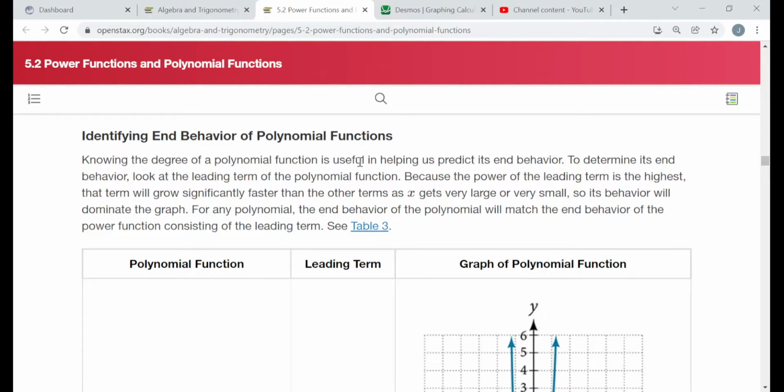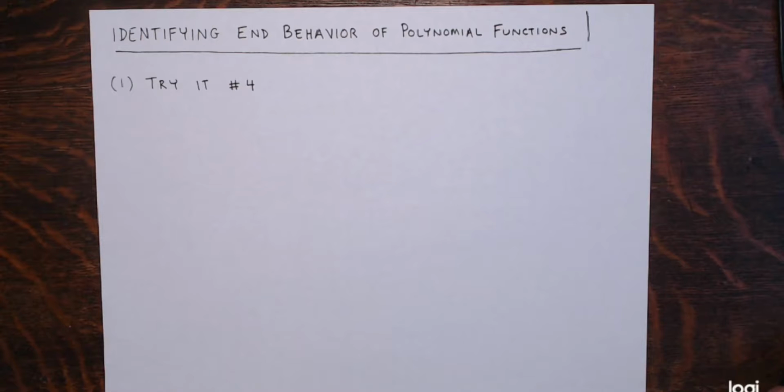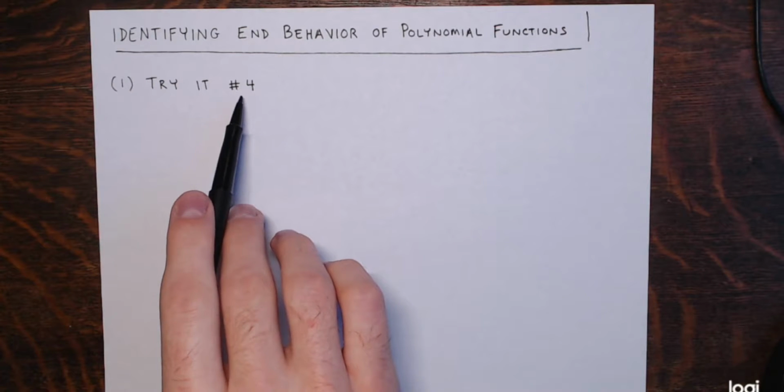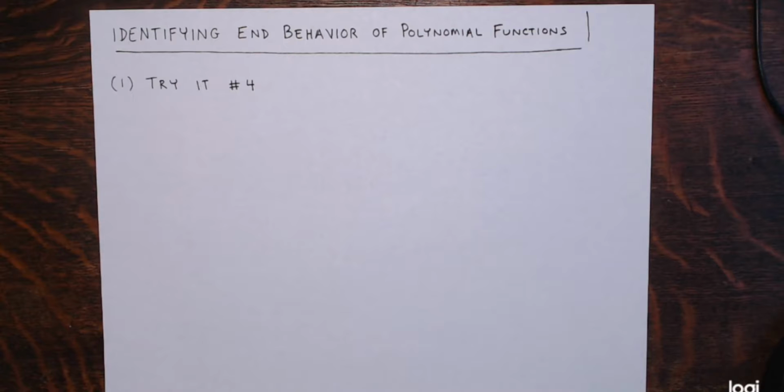Alright, so each example I'm going to do is either going to be one of the examples from the reading, or one of the try it problems from the reading, or one of the exercises at the end of the section related to this particular objective. Alright, so the first one I want to do is try it problem number 4. But before I get to that, I want to refresh your memory.